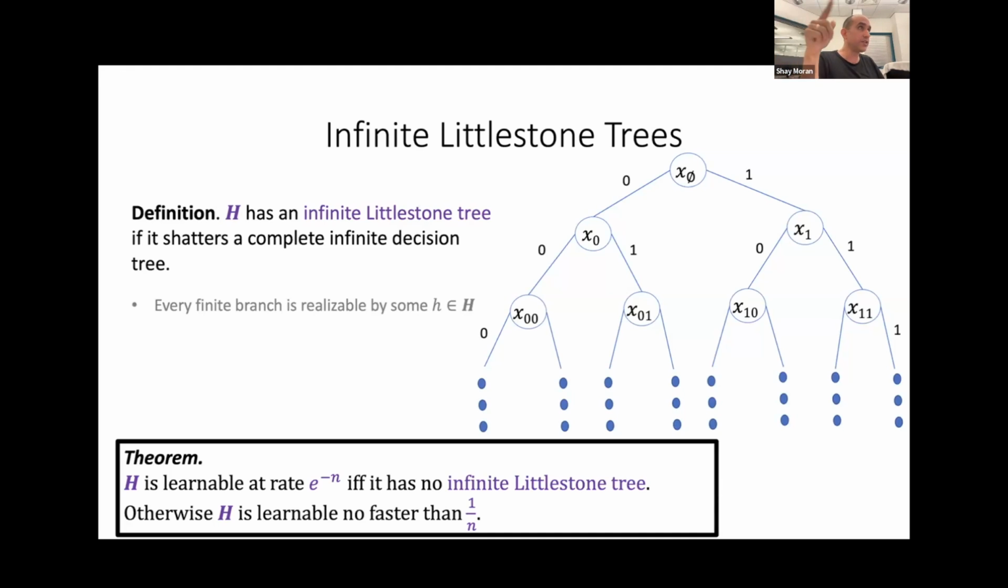And the more interesting direction is that if there is no such tree, then I have a strategy that I will make only a finite number of mistakes, as long as Avi plays fair, as long as he's always consistent with some function in the class.